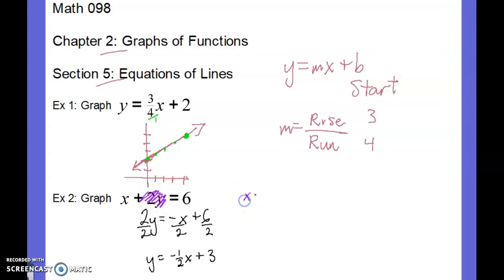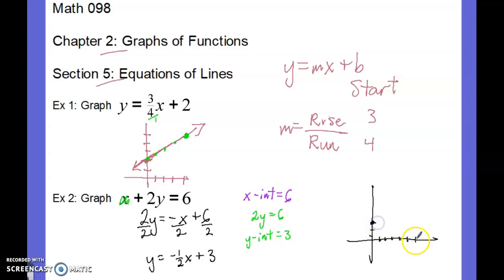So we have an x-intercept at 6, and then go back, and then cover up the other term. So you'd have 2y equals 6 and divide by 2, so your y-intercept is at 3. So then going back, you can say, okay, well, my x-intercept's at 6. My y-intercept is at 3. There's my 2 points. I can connect those dots.